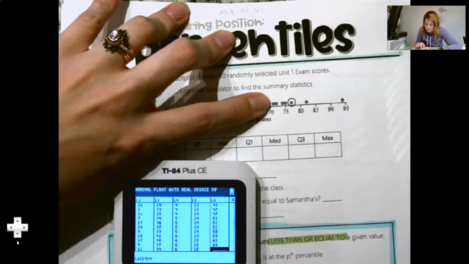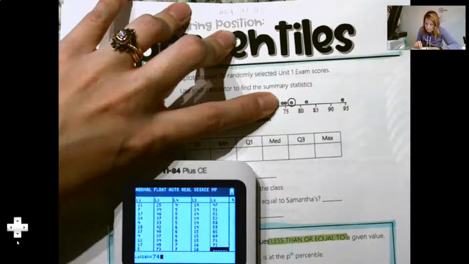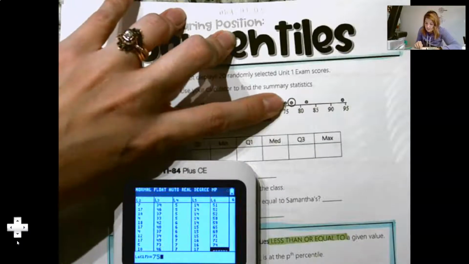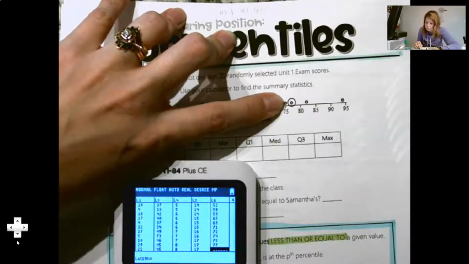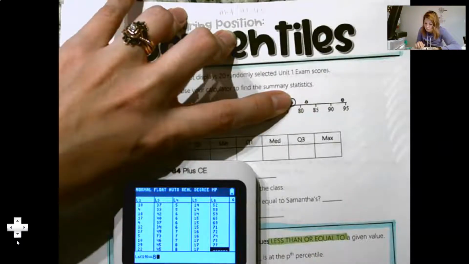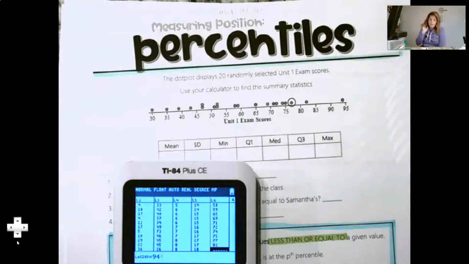69, 71, 72, 74, 75, 77, 82, 94. These scores are the not adjusted scores. So these are your actual composite scores before I adjusted them up for your letter grade.